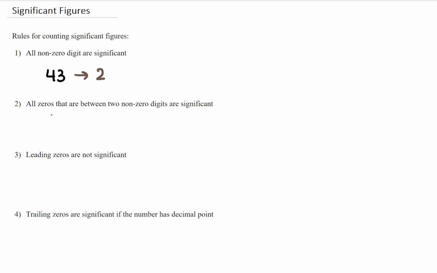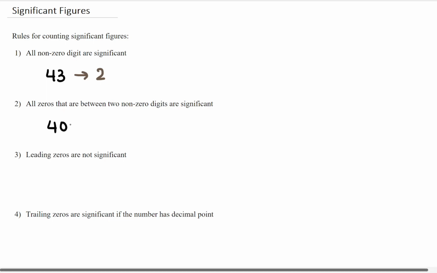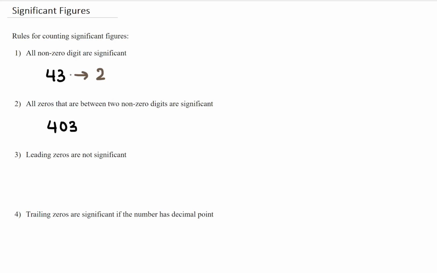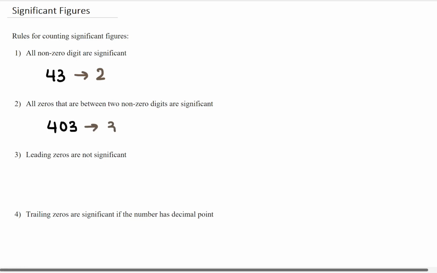Rule number 2: All zeros that are between two non-zero digits are significant. So for example, 403. Here this zero is between two non-zero digits. So it is significant along with 4 and 3, and hence this number has three significant figures.